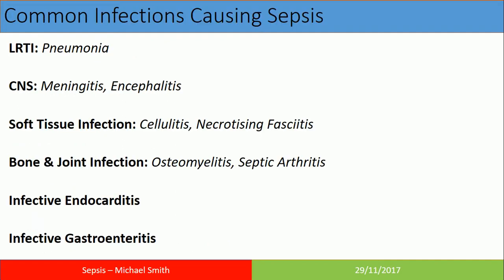So the most common infections causing sepsis, you have lower respiratory tract infections, for example pneumonia, and that's one of the ones we'll be focusing on today. You also have things like meningitis and encephalitis in the neural tissue. And then you can have cellulitis, necrotizing fasciitis, although that presents plenty of problems of its own, and bone and joint infections.